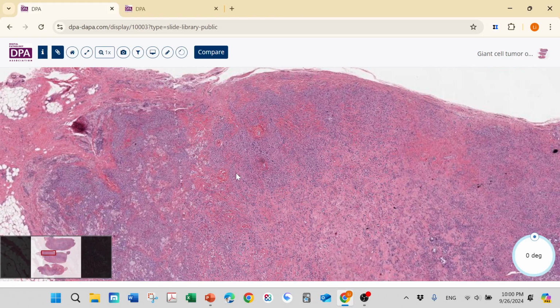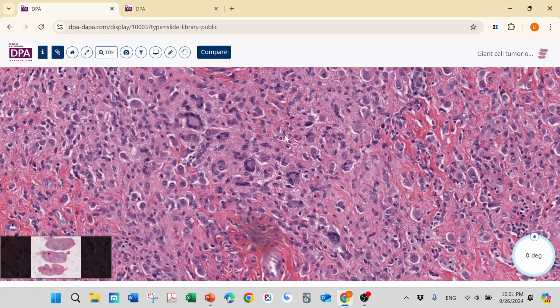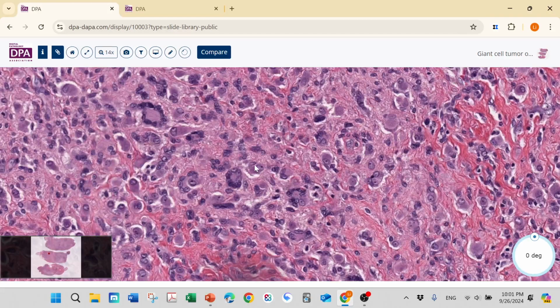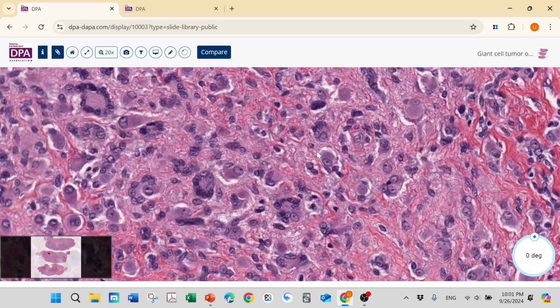In this focal area, even at this power, we can all see the giant cells. But really nicely, we also see our friend, this mononuclear cell. See, they are everywhere, even more than the giant cells. They have eccentric nuclei and eosinophilic cytoplasm. And when you put this nucleus into the giant cell, they are the same. So this is giant cell tumor of the bone.